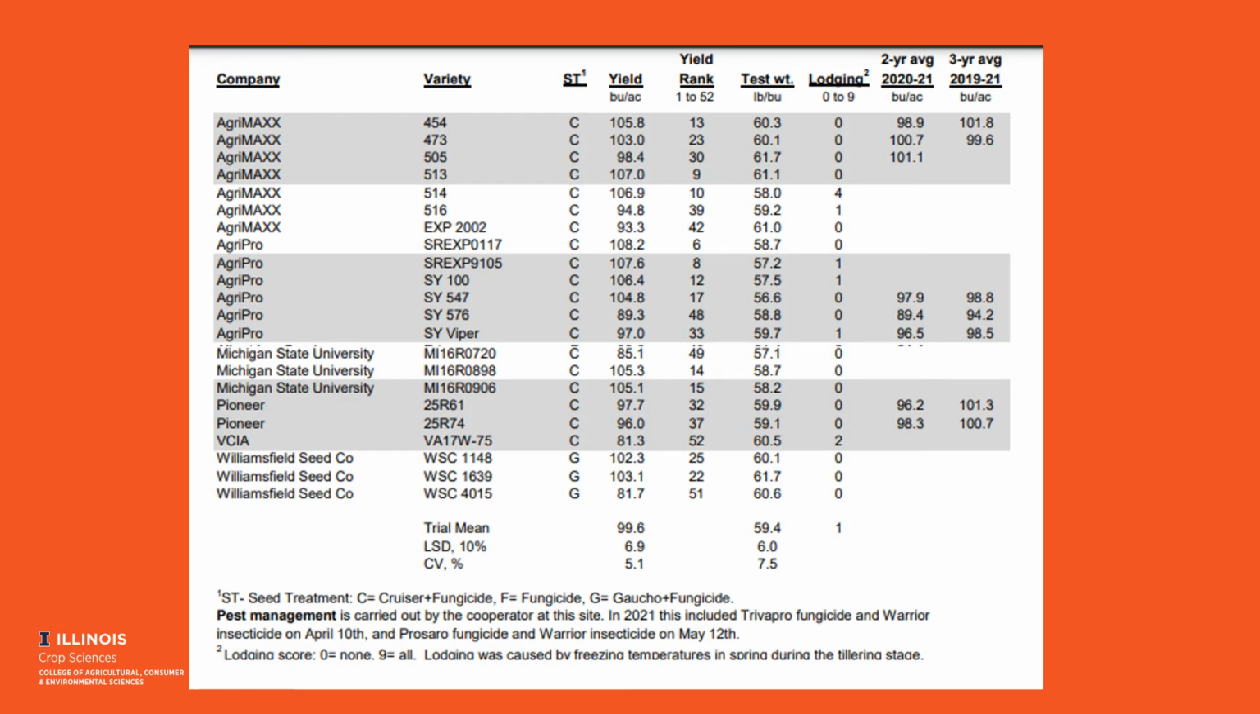Again, just looking at our harvest data, we provide company name by variety, and then seed treatments in there, what's going on, and then just rank yields, since obviously wheat can fluctuate moistures. We do rank these by yield, so that's just unique with this trial location. Provide that test weight, lodging information, and again the 2 and 3 year data, which does show that consistency over time.